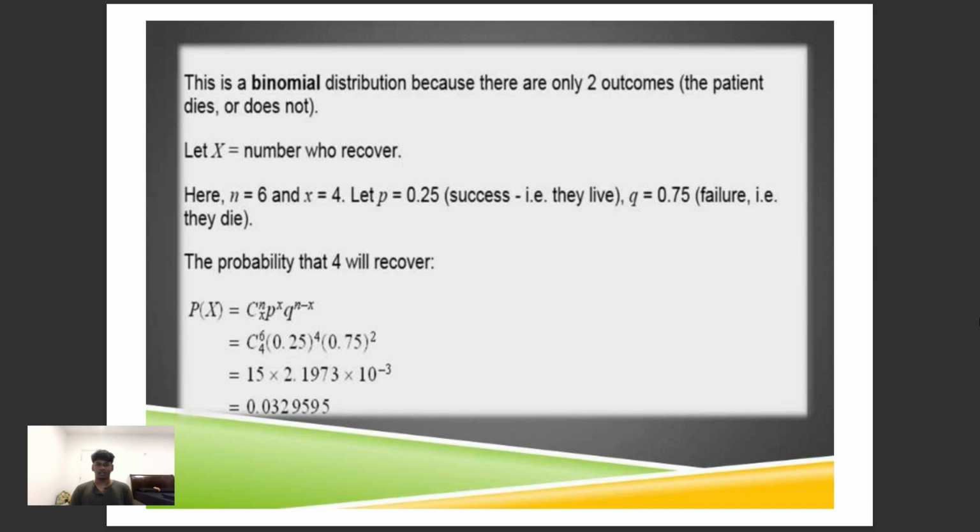The probability that 4 will recover is as follows. P of x equals 4 is equal to 6C4 multiplied by 0.25 to the power of 4 multiplied by 0.75 squared, which is equal to 0.0329595.